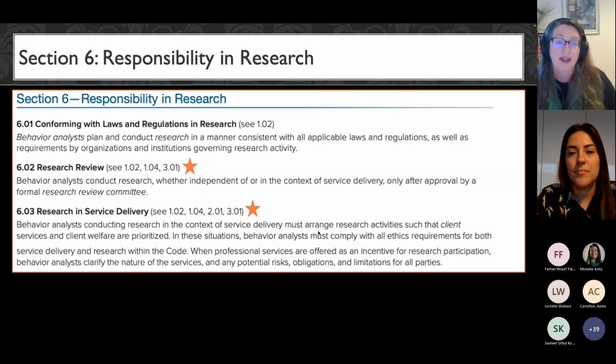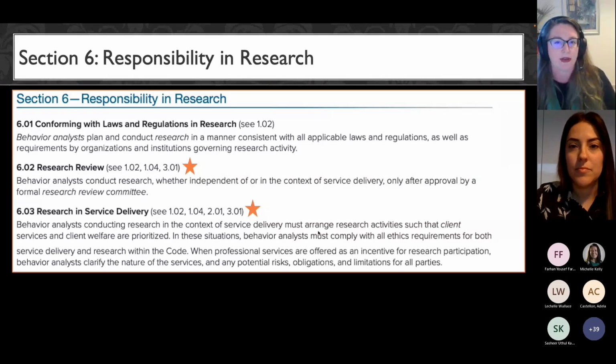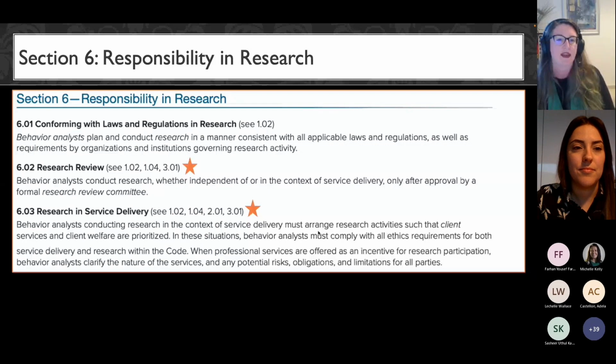So I told you section 6 is responsibility in research, right? There are 11 items under responsibility in research. Some of them are very straightforward, like plagiarism. Hopefully that's an obvious one. We don't take other people's work and say that it is our own. We cite appropriately when we're using someone else's wording or data. So we're not going to go into some of those, plagiarism, data fabrication, those things. But we've picked, I believe, 5.